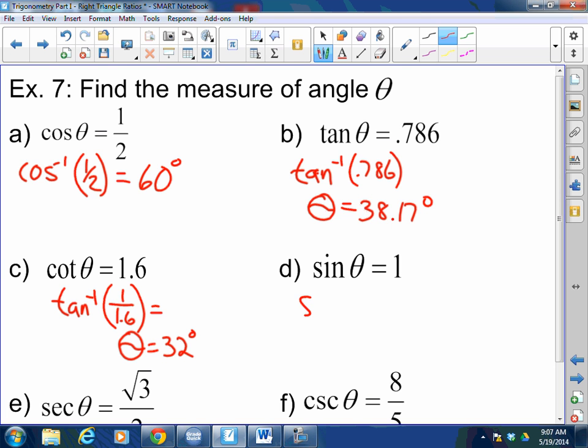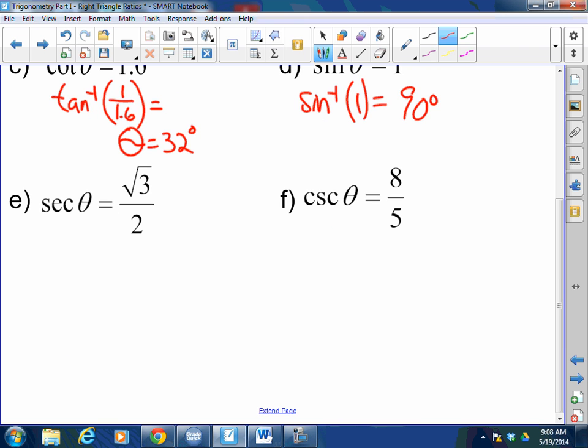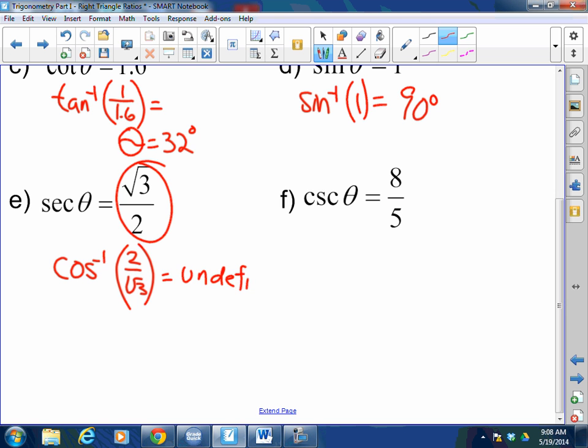Sine of theta is equal to 1. So what's that theta? I'm going to go inverse sine of 1, and that should equal 90. Yes. Very good. Secant of theta. Who does secant belong to? So I go inverse cosine of the reciprocal of the answer they gave me. What does that give me, my brothers? Domain error, okay? That means it's undefined. Very good, and it is undefined.